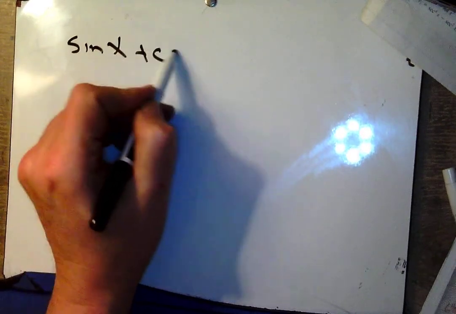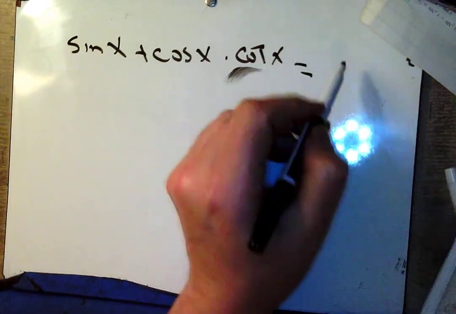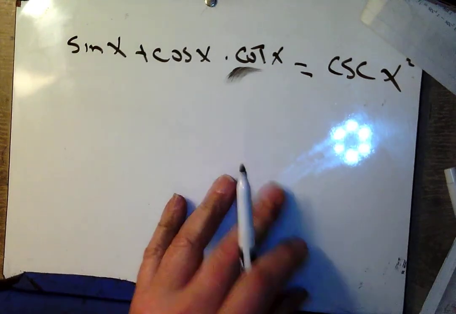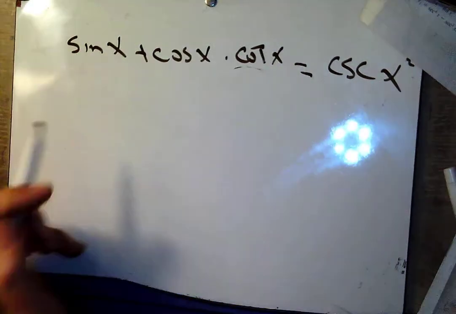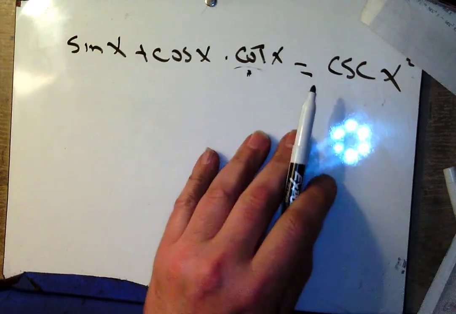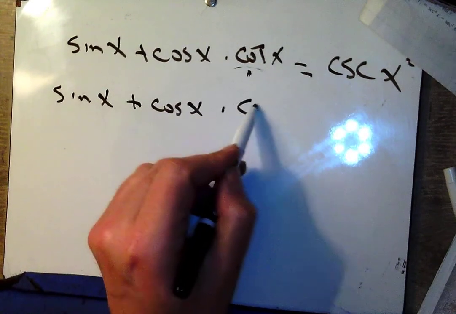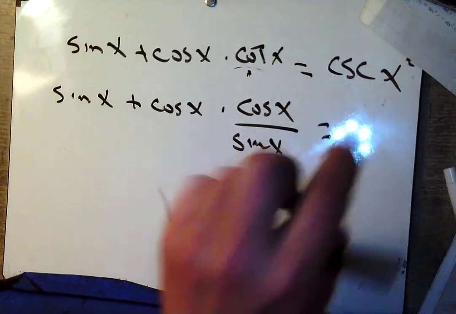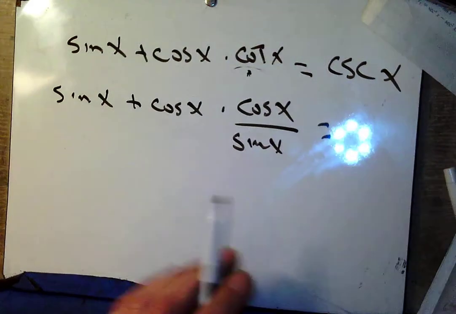Sine x plus cosine x times cotangent x equals cosecant x. Okay, give it a try. Hey, welcome back. You know, I think it helps people to rewrite this in terms of sines and cosines. We've got sine x plus cosine x times cosine x over sine x. And again, I only see one thing over here, and that's cosecant, not cosecant with a squared anywhere.